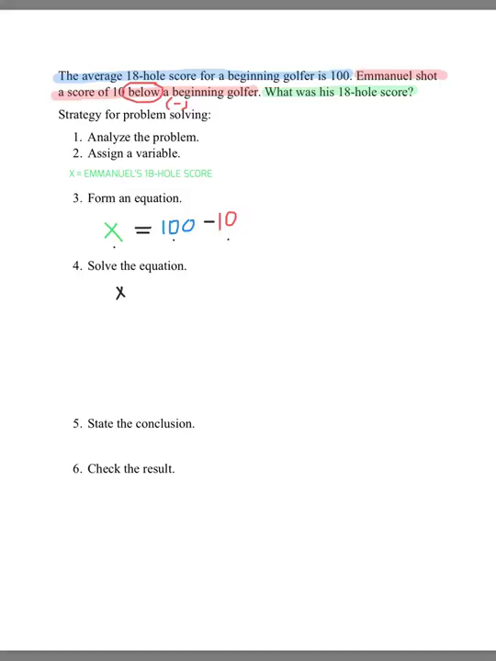So we'll start off by copying down the original equation found in step 3. So it's going to be x is equal to 100 minus 10. So go ahead and do that off to the side as scratch work.